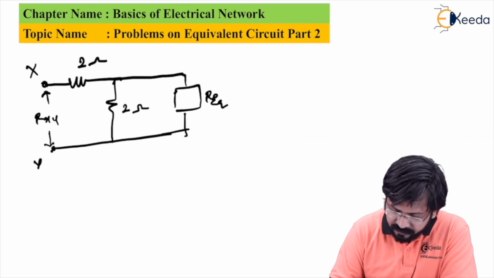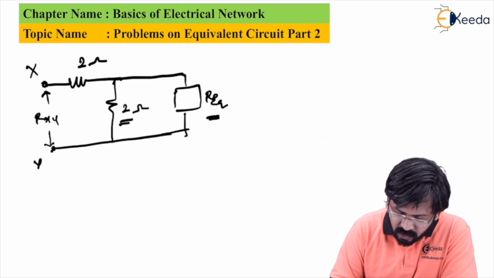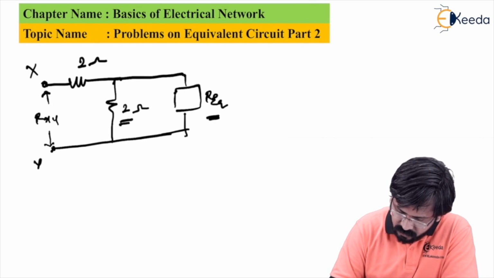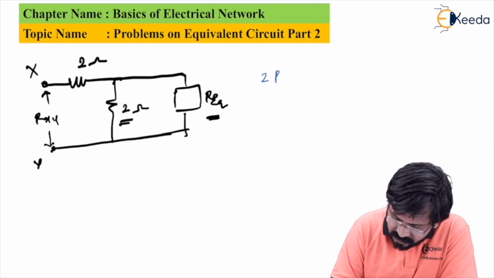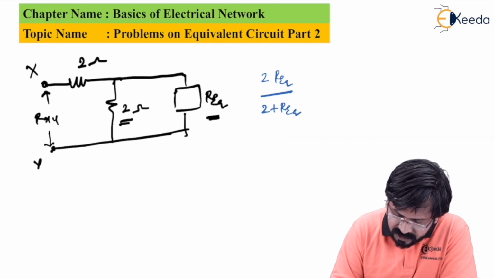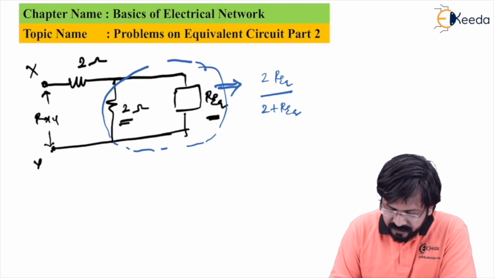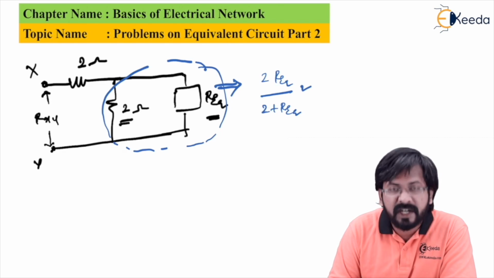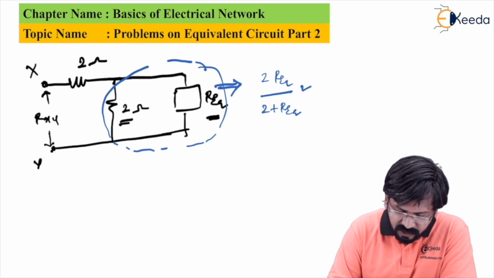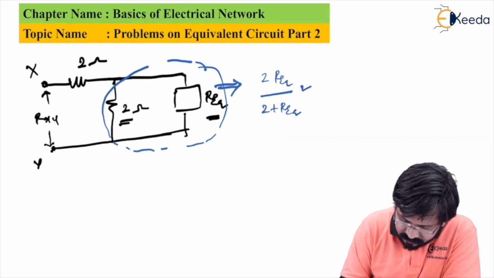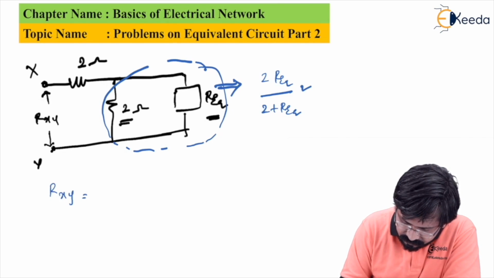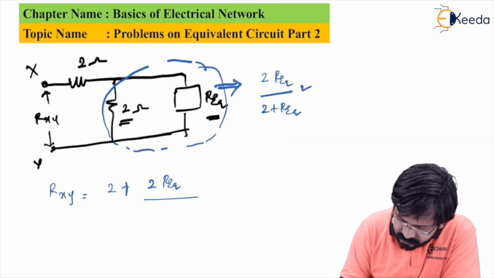We can solve this further. We can see R equivalent and 2 ohms are connected in parallel. So the effective is 2 times R equivalent divided by 2 plus R equivalent, which is nothing but a parallel combination of this. Further, this resistance, which is 2 R equivalent upon 2 plus R equivalent, comes in series with 2. Now Rxy becomes 2 plus 2 times R equivalent divided by 2 plus R equivalent.